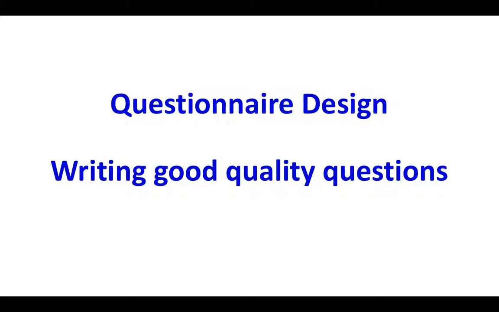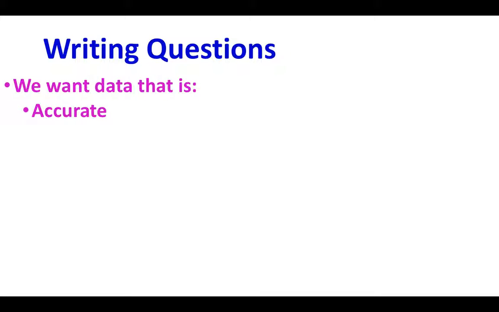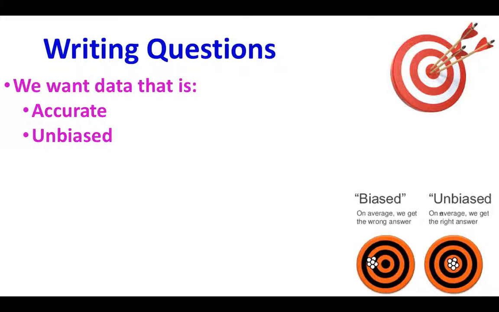Here we're looking into how we write good quality questions. When we're writing questions, here are some of the things we want to think about. We want to have data. We've got to bear in mind what data we're going to get from this question. We want data that is accurate and unbiased, so we're getting the exact type of data that we want.